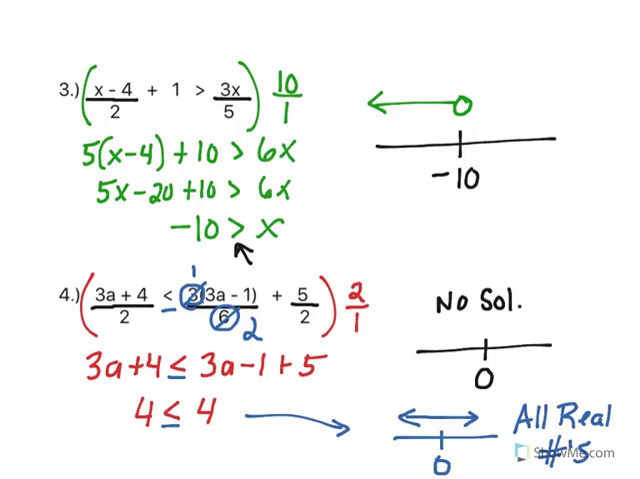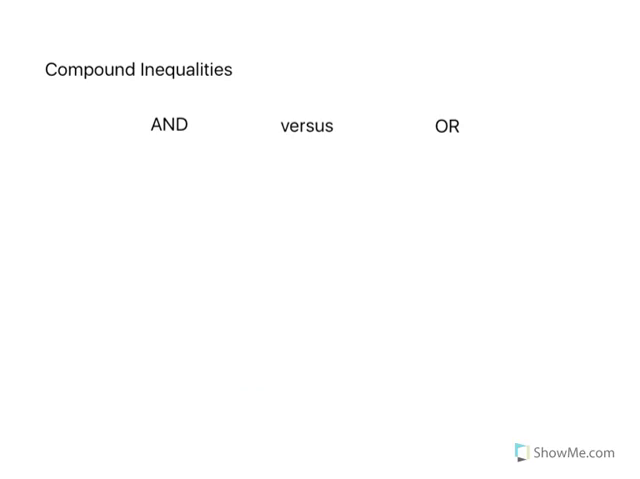Okay, let's take a look at compound inequalities. So a compound inequality is when you have more than one inequality in the problem. All right, and there's a very important distinction between an and inequality and an or inequality. Something is a solution to an and inequality if every solution satisfies both inequalities. So I'm going to write that all solutions will satisfy both inequalities.